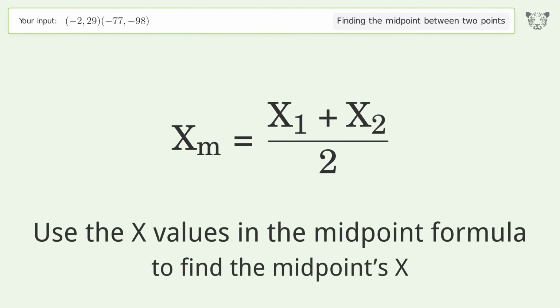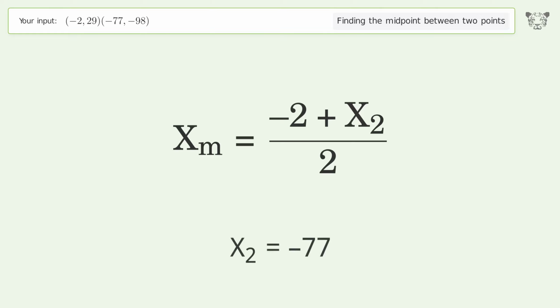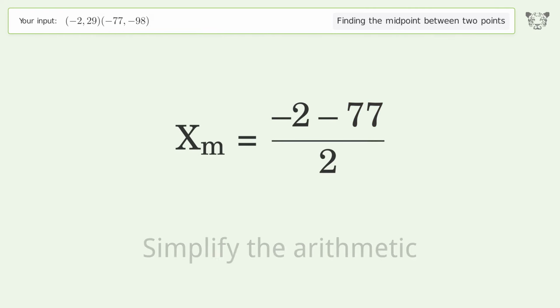Use the x values in the midpoint formula to find the midpoints x. x1 equals -2. x2 equals -77. Simplify the arithmetic.